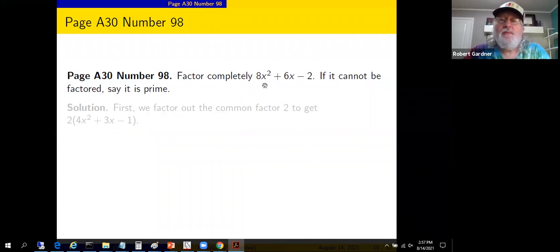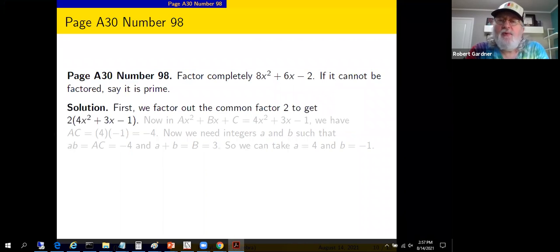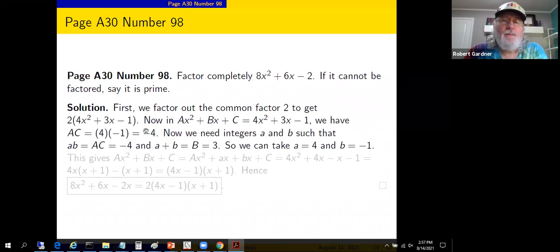Factor completely 8x squared plus 6x minus 2, if it can be done. Okay, how about we factor 2 out? Can't argue with that. It makes the numbers smaller that we have to deal with as well. So now we'll concentrate on the stuff in parentheses. We've got capital A x squared plus capital B x plus capital C equals this stuff in parentheses, giving us capital A is 4, capital B is 3, capital C is -1.